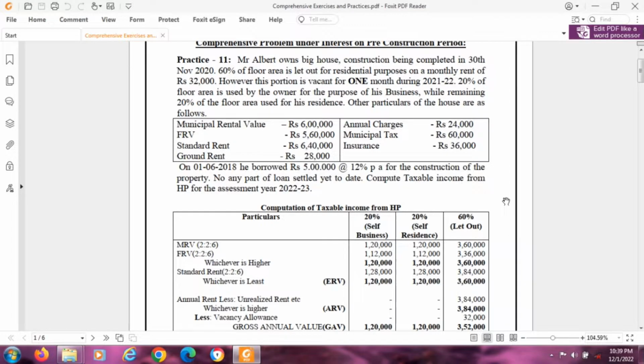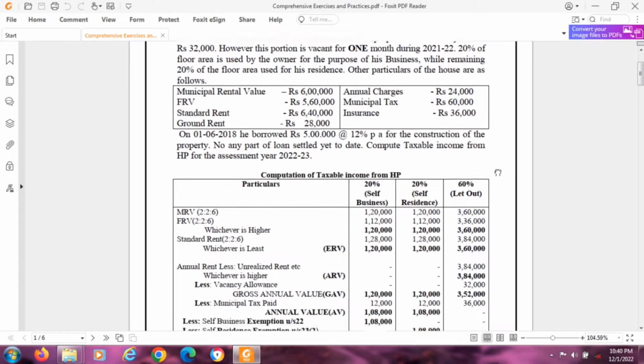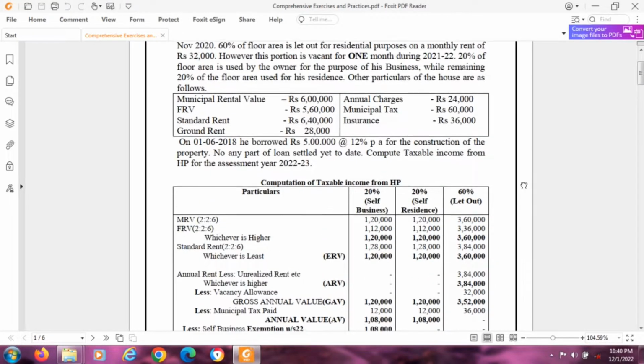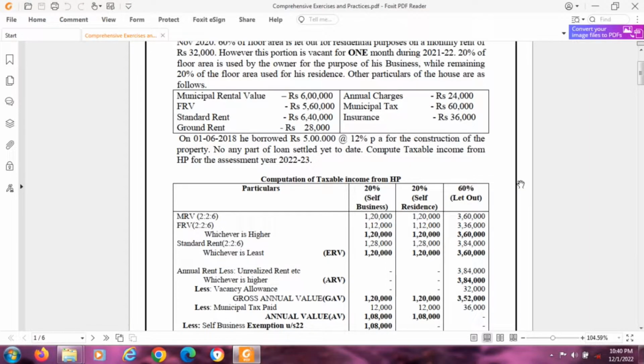So let me start. First, 20%, 20%, 60%, that is 2:2:6 or 1:1:3. We will always give the first preference to the self-business portion because any interest on loan for this portion will be debited in the profit and loss account but not under income from house property. So please remember this information. Now we start the answer. Municipal rental value 6 lakh, divided 2:2:6 in the proportion we shared here.